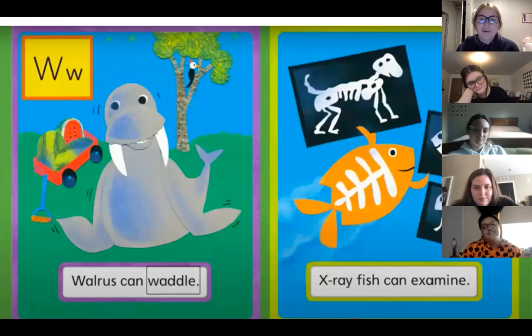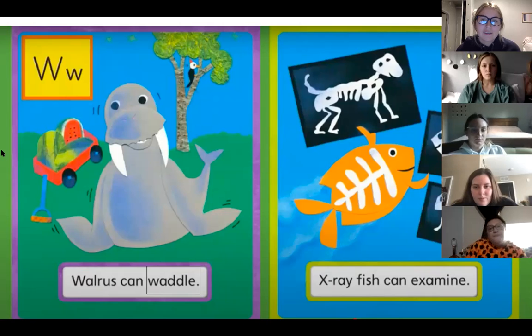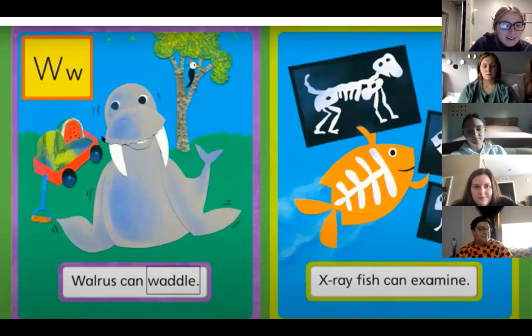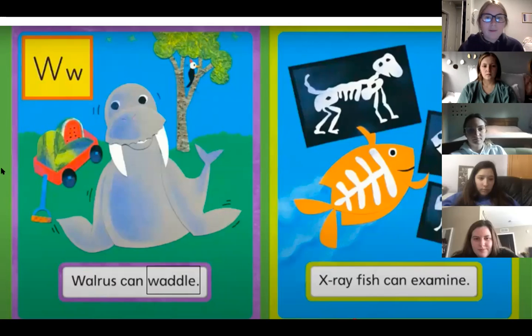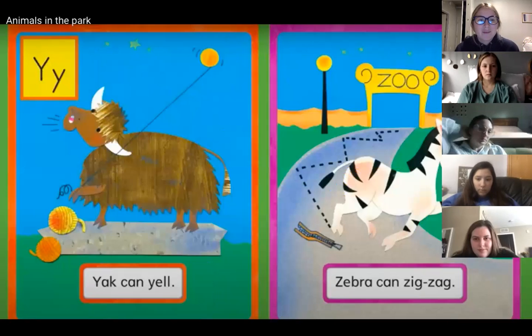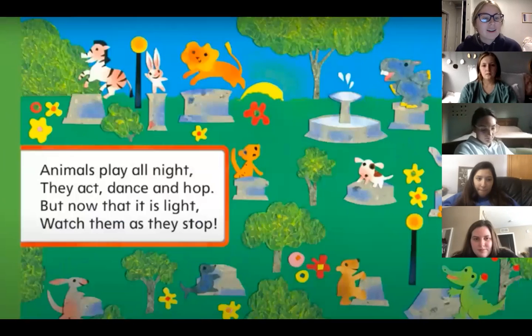Was this one of our vocabulary words too? Can everyone unmute and say waddle? Wow. Waddle. Good job. And he's pulling a lot of watermelon, it looks like. Y, yak can yell. And Z, zebra can zigzag. Animals play all night. They act, dance, and hop. But now that it is light, watch them as they stop.